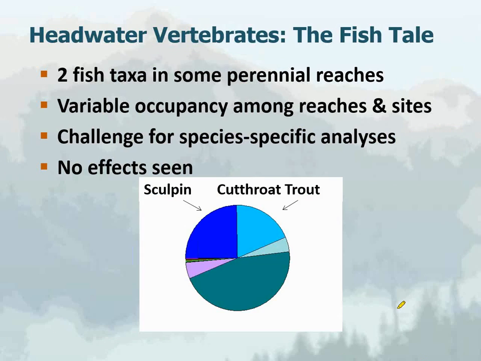We tried to look at fish. We have cutthroat trout and sculpin in our study, but we have such variable occupancy among reaches and sites that it's been a challenge for analysis, and we haven't seen any effects, but I think it's because of that variability in their occupancy at sites and among reaches. We just don't have enough reaches with fish to adequately look at the effect of buffers on cutthroat trout and sculpin in these headwaters.